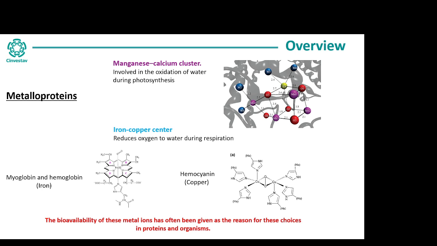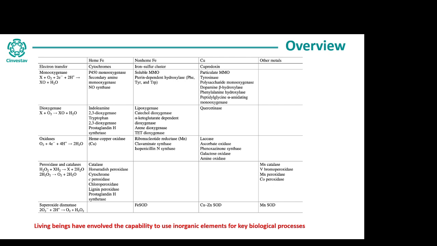It's important to note that the variability of these metals has often been given as the reason for these choices in proteins and in hormones and different biomolecules. This is just an example, about different metalloproteins. For example, superoxide dismutase is important to dismutate this kind of compound of oxygen into a different molecule and obtain oxygen, of course. And this is just an example.